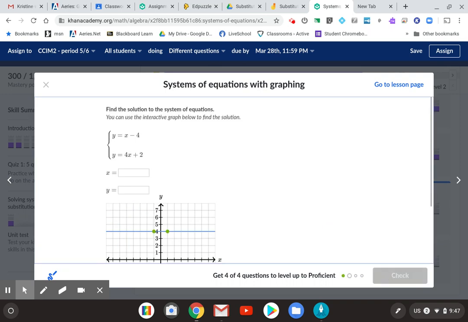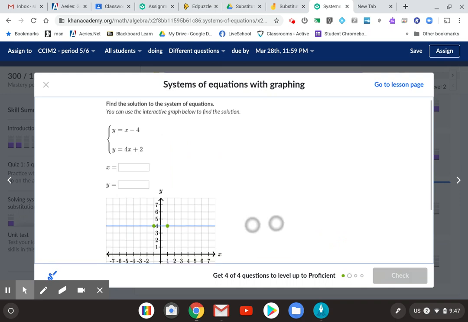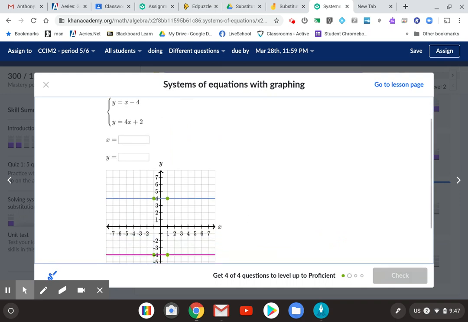This one, it's already in the form we like. So we're going to go ahead and graph it. For our first one, we're going to put the first point at negative 4 on the y-axis. Nothing is in front of the x, so it's just move up 1 over 1. So up 1 over 1.